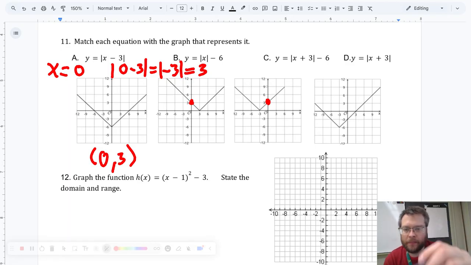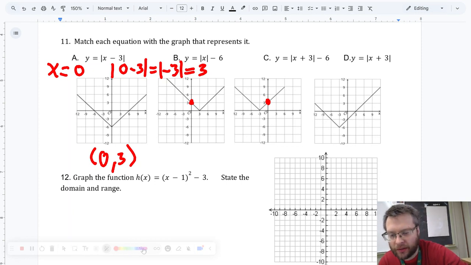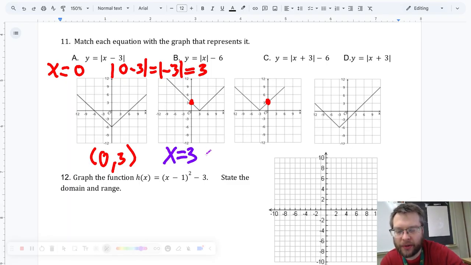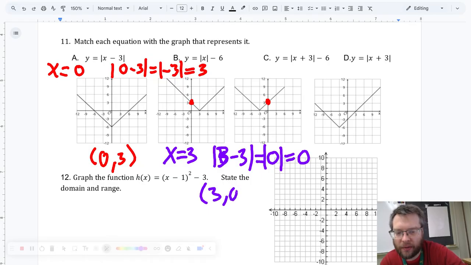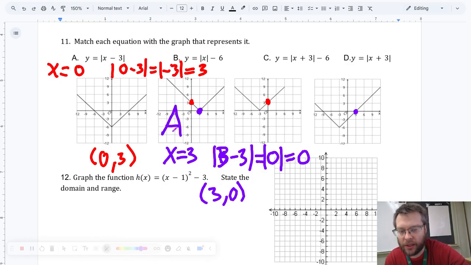Let's just try one other number. How about x equals 3? Maybe I'll use a different color for this. So let's try x equals 3 in that same first equation. It says y equals the absolute value of 3 minus 3. 3 minus 3 is 0, and the absolute value of 0 is 0. So now I'm looking for a graph that also has the point 3, 0 on it. This graph has 3, 0, and this graph has 3, 0. The only graph that has both of those is this one. So I know that this one is the graph that's called A.